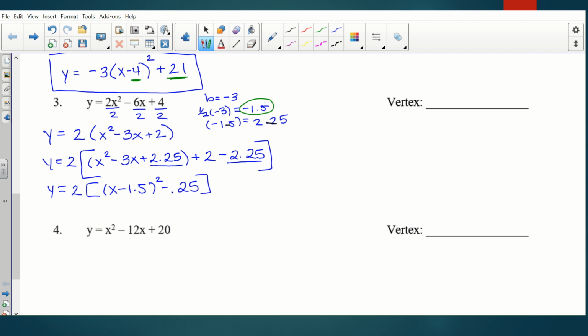Just to simplify this a little bit more, to make it look a little nicer, let's distribute this 2 back through. Remember, I'm going to multiply this whole term by 2. Do not go inside the parentheses. You are not allowed to do that. And I'm going to multiply the negative 0.25 by 2 as well. So completing this, I get 2 times x minus 1.5 squared minus 0.5.